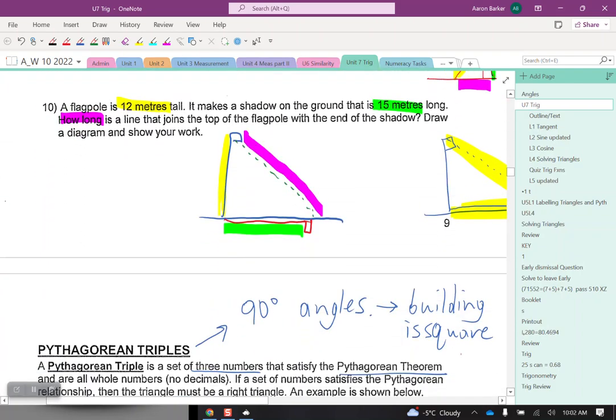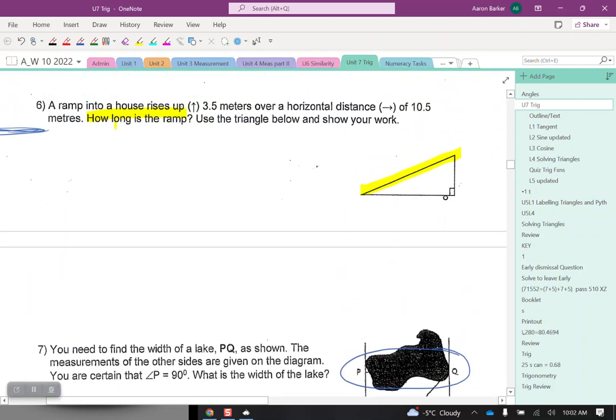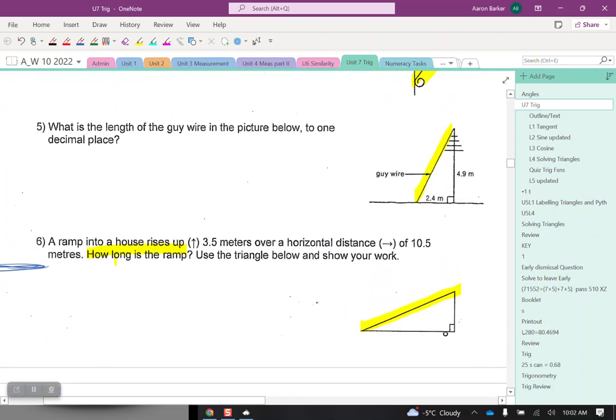Let's just do up to question 6. Okay, up to question 6. Because some people need to catch up on other work. Okay. All right. Good.